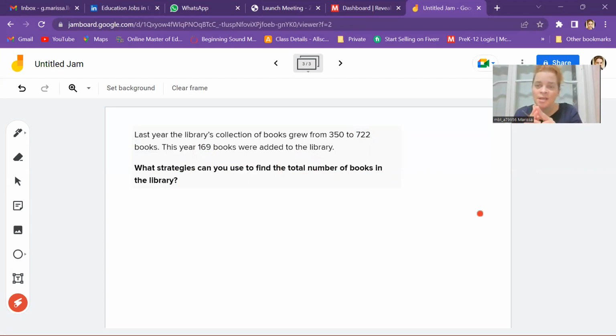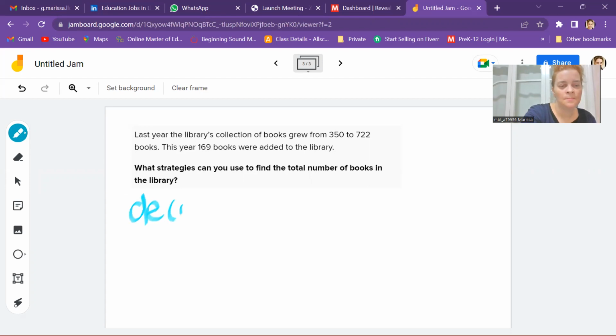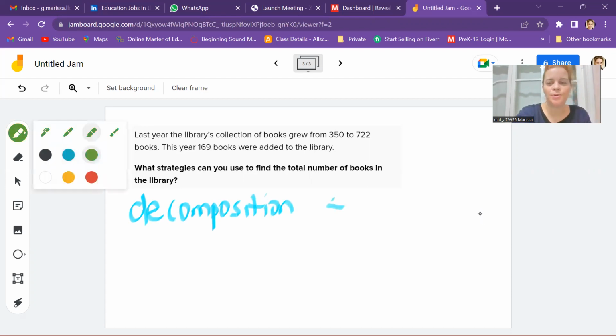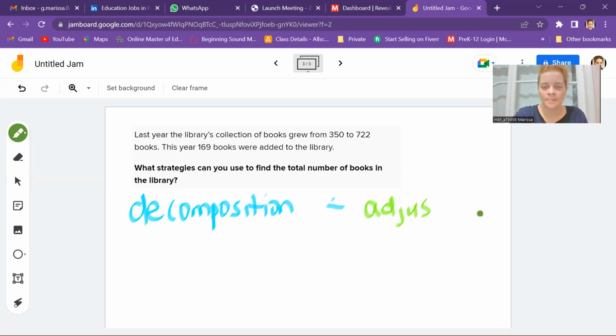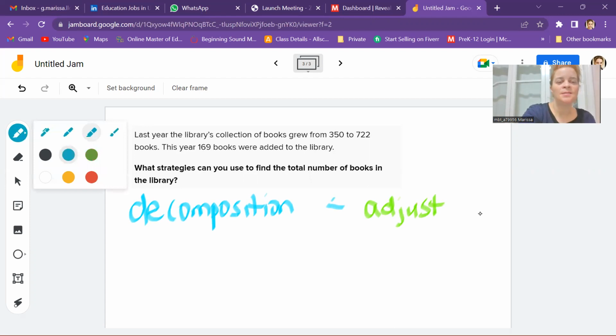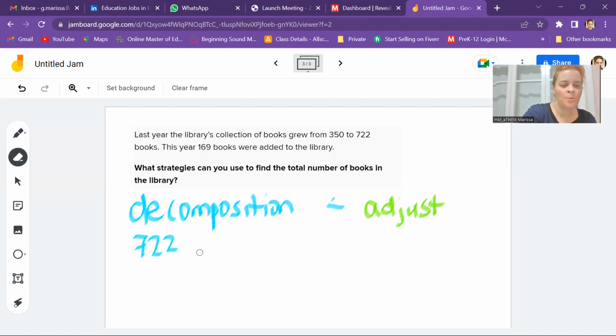Yes, total means you're going to add. So there's two strategies that you can use. One of them is decomposition, right? And the other one we know is to adjust. Okay. All right. So one strategy for decomposition is that you would take 722, or actually Ms. Marissa is going to do this differently. I'm going to go out of here and explain it one more time this way.